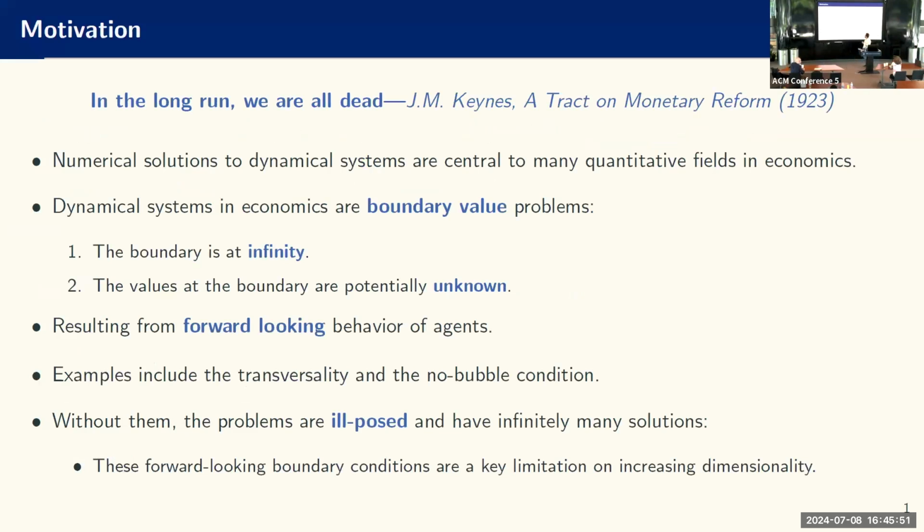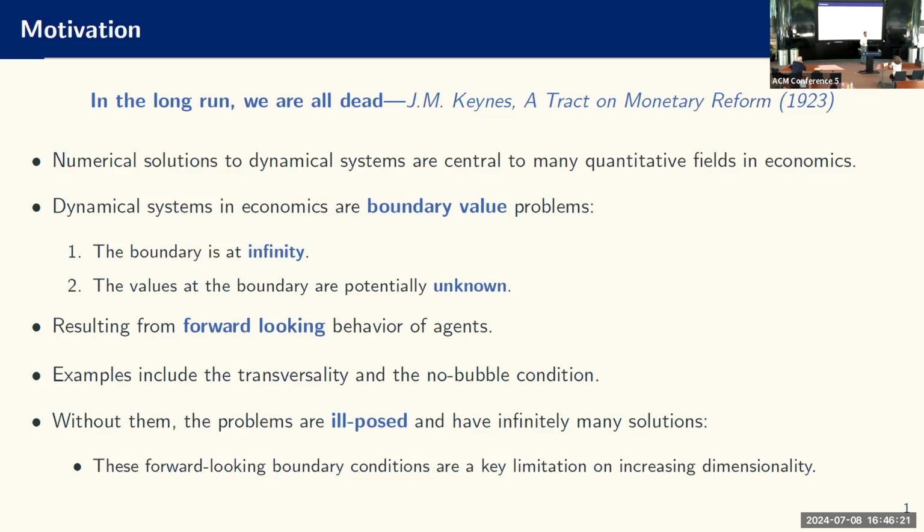Numerical solutions to dynamical systems are central to many quantitative fields in economics: IO, spatial economics, macro, and so on. Dynamical systems in economics are essentially boundary value problems. But these boundary value problems first happen at infinity. And the second thing is the values at the boundary are potentially unknown, right? And these boundary value conditions result from forward-looking optimal behavior.